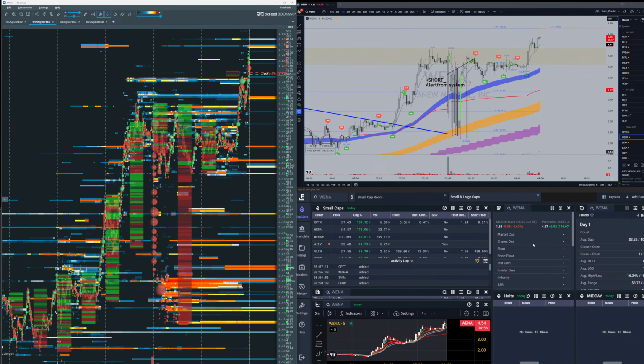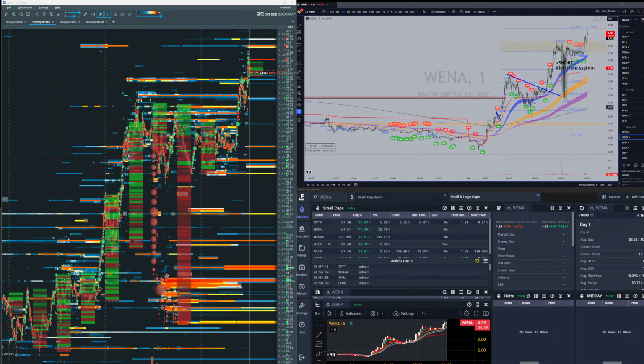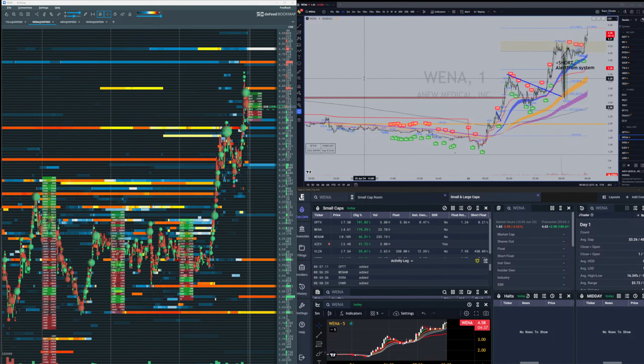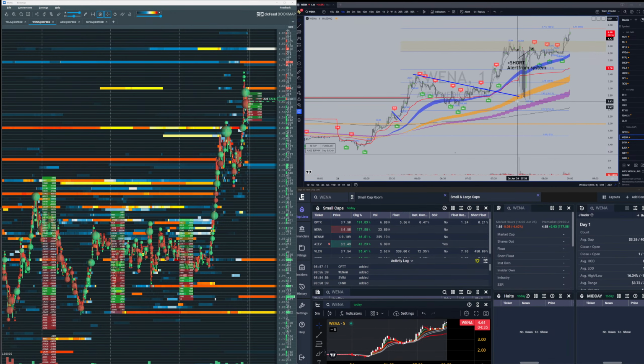WENA has a float, if I'm not mistaken, around 6 million. So it's an interesting stock today. We have one previous fader. We have some bag holders. Personally, I'm more oriented on the long play this morning on this. I'm going to share what we did.